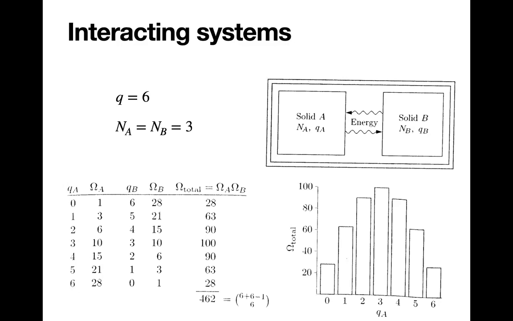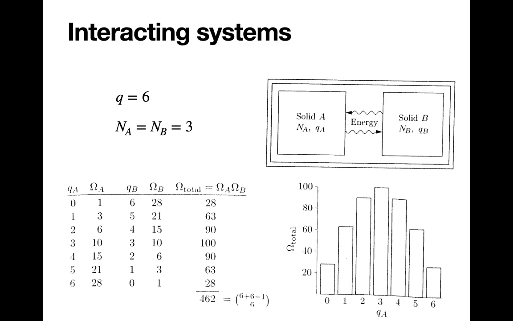So for each line of that, you would have to do 2 different calculations of multiplicities using the formula we had before, and then multiply them together. So you could see there's 28 different ways to put all of the energy in one, or in solid B, but there's 100 different ways if you share the energy equally.